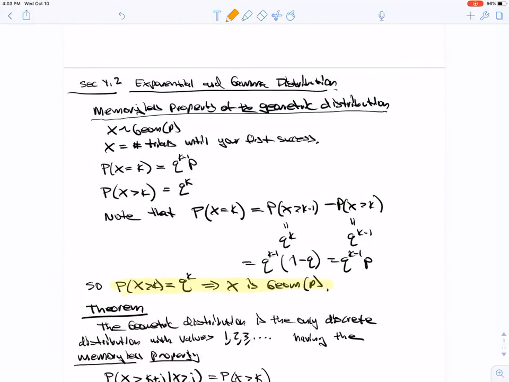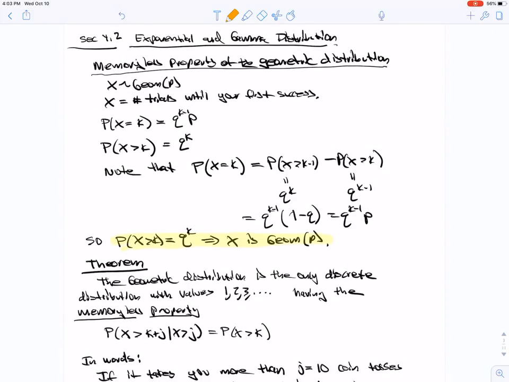Next we're going to begin talking about the exponential distribution, but first let's discuss the memoryless property of the geometric distribution. If X is geometric p, remember that X is the number of trials till your first success. X being geometric is defined by the geometric formula, the probability that X is k is q to the k minus 1 times p, but it's also characterized by the probability that X is greater than k being equal to q to the k.